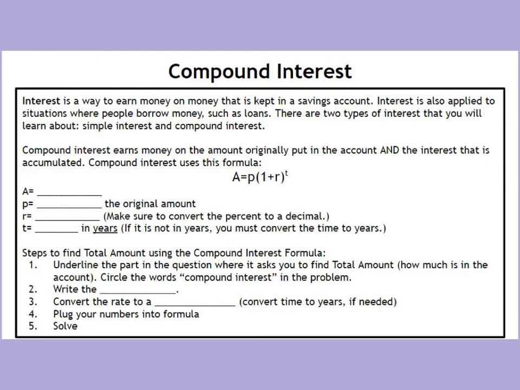Interest is a way to earn money on money that is kept in a savings account. Interest is also applied to situations where people borrow money, such as loans. There are two types of interest that you will learn about: simple and compound interest. Compound interest earns money on the amount originally put in the account and the interest that is accumulated.